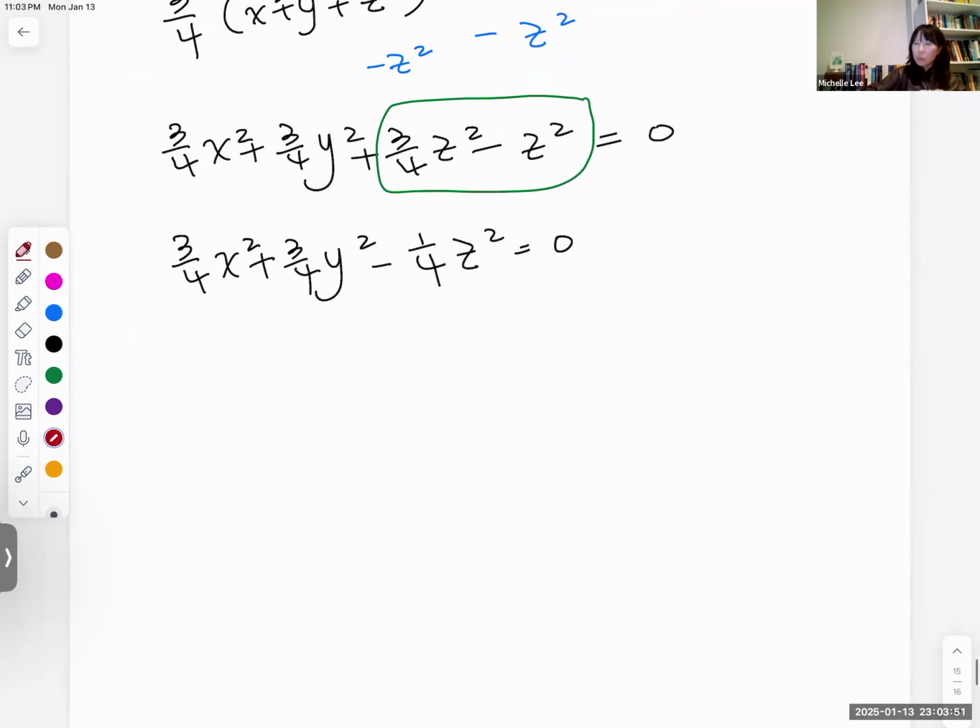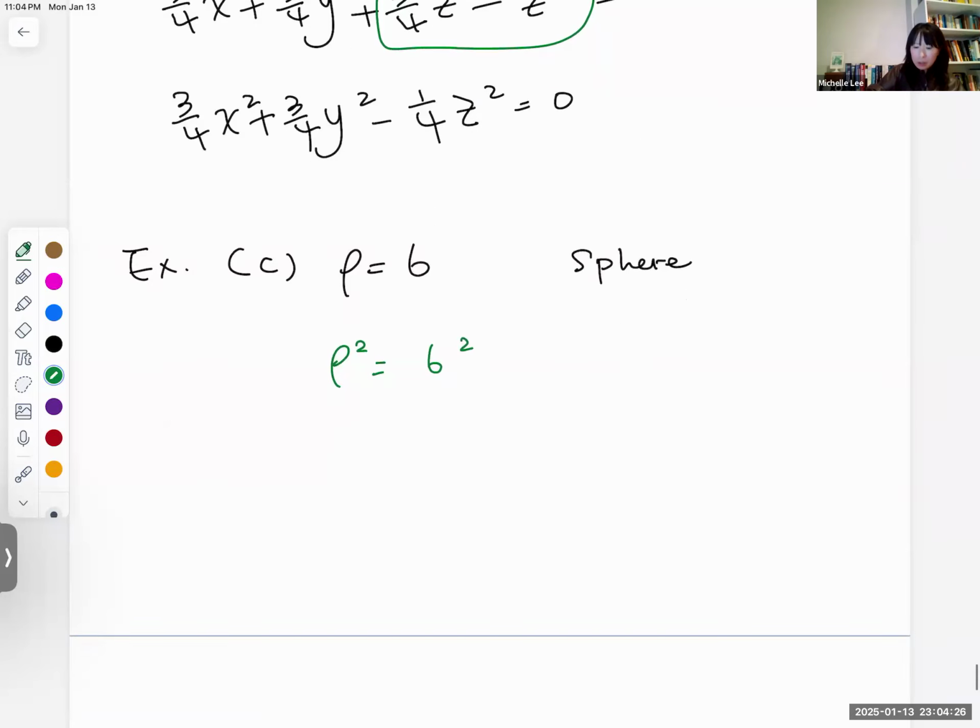So I wanted to make it clear about that. All right, so let's do two more, then we're done for this section. We have rho equal to 6. Rho we can use as a sphere, right? As R. Then the radius equal to 6. And this is a sphere we did earlier. Yeah? You wanna check? Yeah, let's check. So let's make a square then. Rho squared equal to 6 squared.